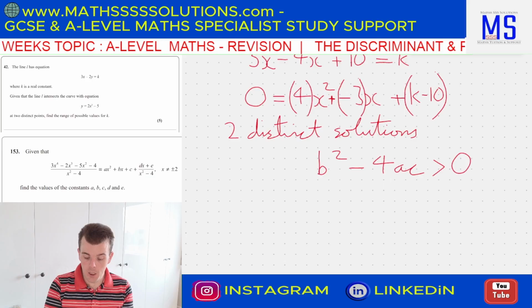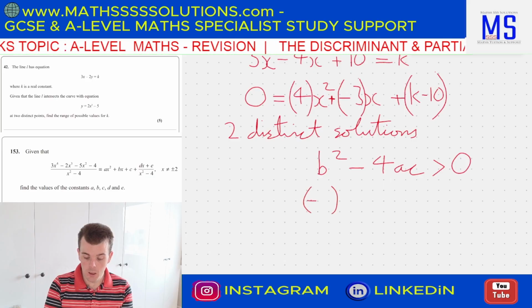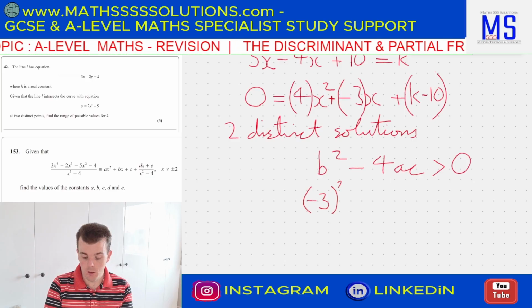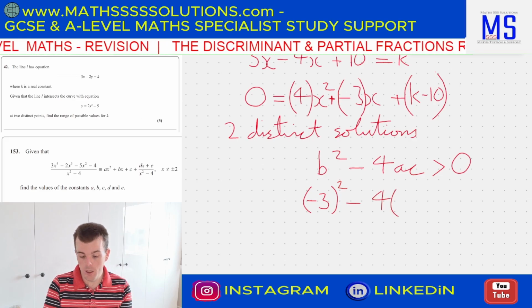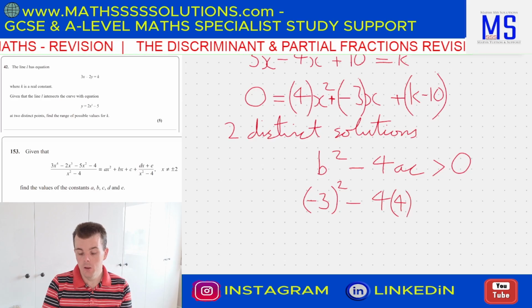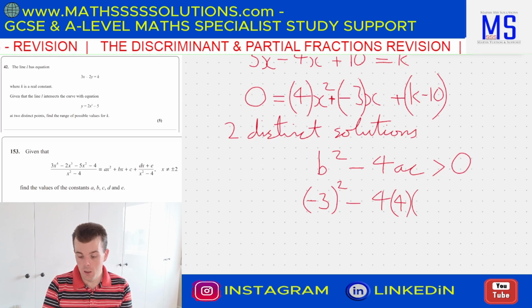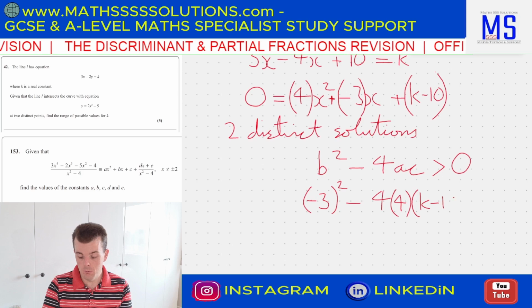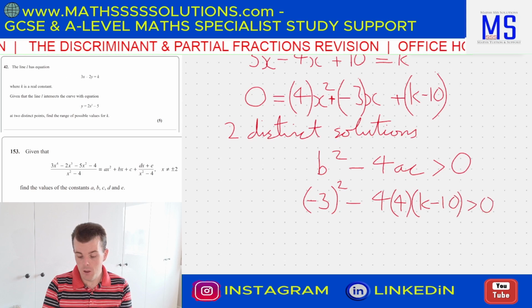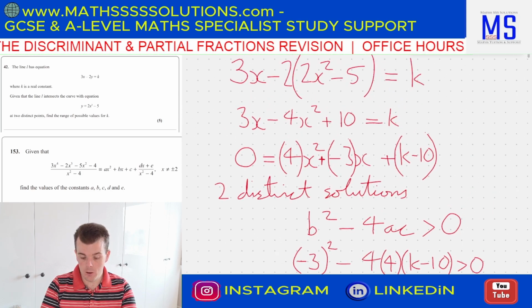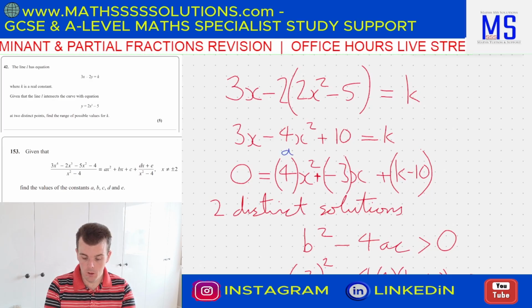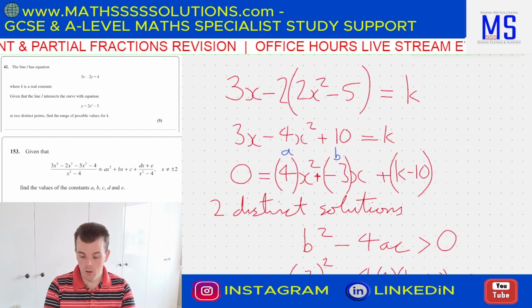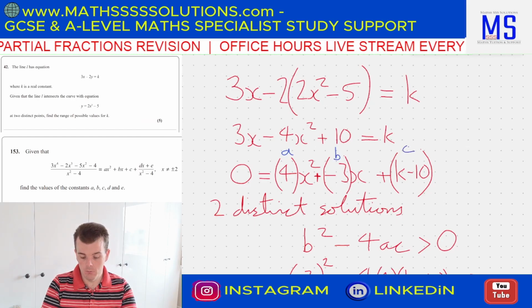If you fill in your b, that is your minus 3, that's the number in front of x, and then you square that. The number in front of x squared is 4, and the number c is k minus 10. Because whenever you write a quadratic, you write it in ax squared plus bx plus c. Okay, that is your a. b is your minus 3. And c is your k minus 10.